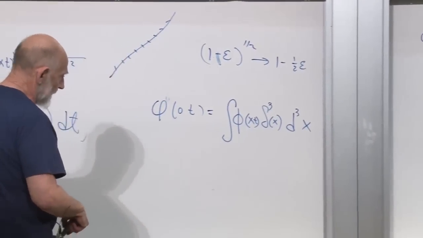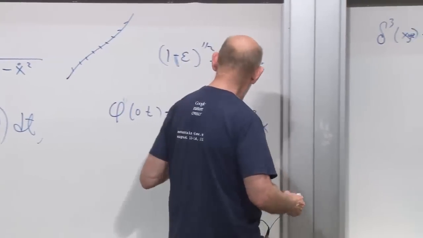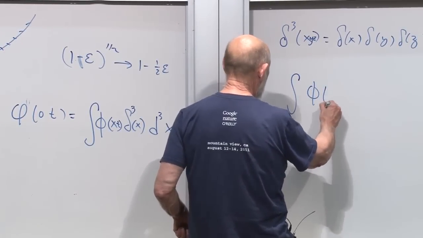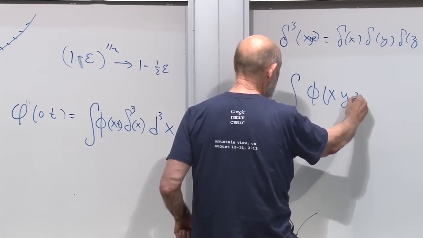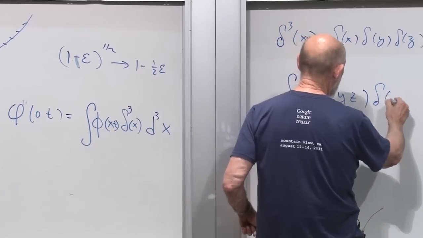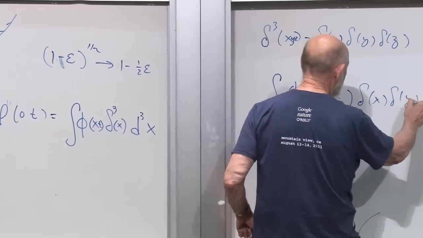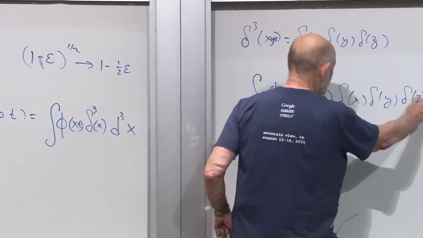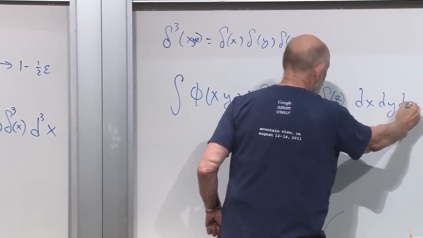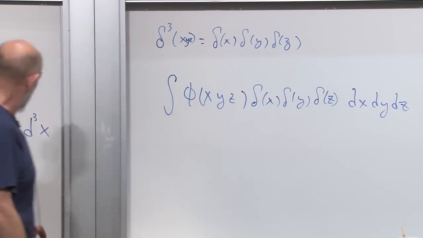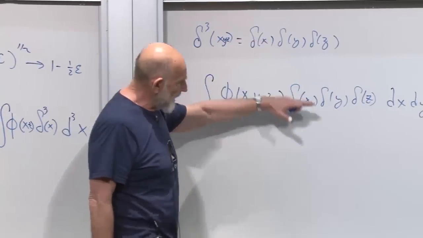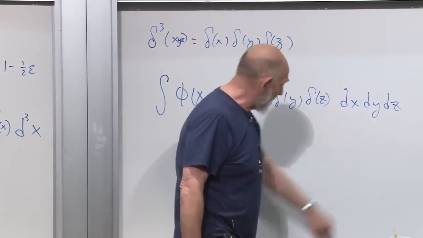When you integrate the field, let's write it out. Let's write it out in bloody detail. Integral phi of x, y, and z. I won't bother writing the time dependence. Delta of x, delta of y, delta of z, dx, dy, dz. That's what I've written here. That's the meaning of this symbol here: the triple delta function, and then integrating over all space.